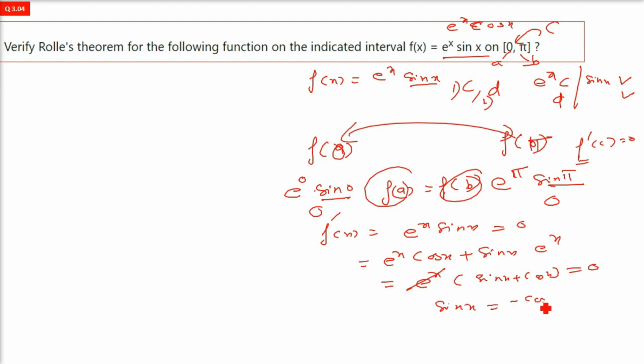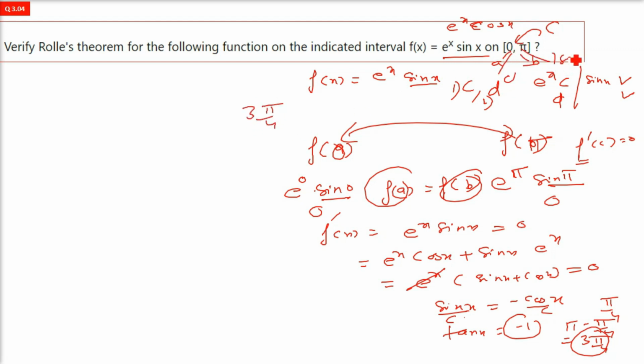Sin x will be equal to negative cos x. Divide both sides by cos x, and you will get tan x as negative 1. Now tan x is 1 when it is pi by 4, since tan 45 degrees is 1. Whenever you have a negative value, just subtract it from pi. That is the trick. So pi minus pi by 4 is 3 pi by 4. And this 3 pi by 4 is actually lying between 0 and pi. If you want to find the degree, you multiply by 180 by pi. 0 is 0, pi is 180 degrees, and 3 pi by 4 is coming in between 0 and 180 degrees.